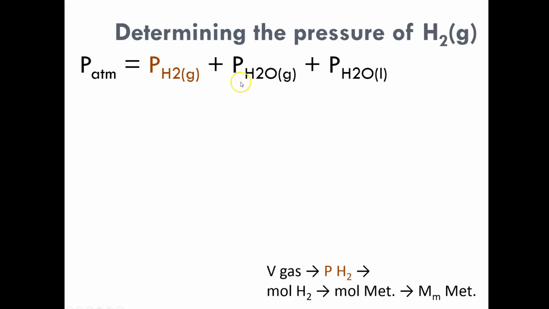So all of these three pressures here add up to equal the atmospheric pressure. Our unknown is the pressure of hydrogen gas. That's what we're interested in. So how do we do this? First of all, atmospheric pressure is something that you can measure. There will be a barometer in the lab, and you can just take the measurement off of that barometer. That's easy. You may have to convert that into another type of unit for the purposes of these calculations.